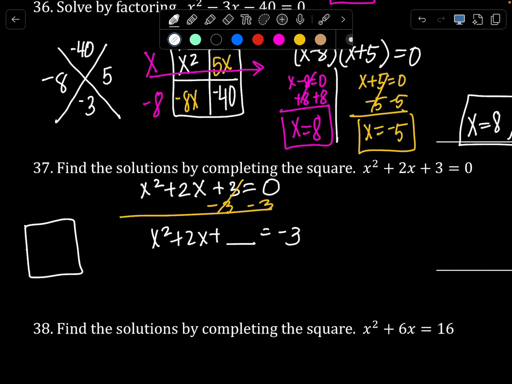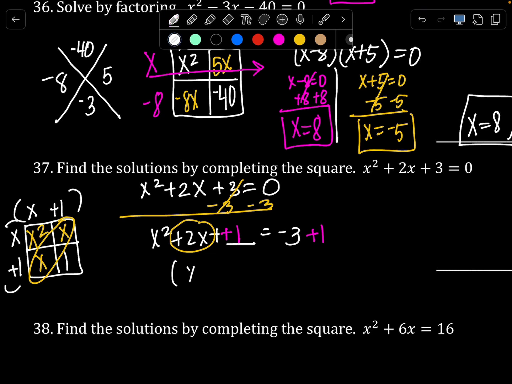I said that's fine. Since you're building a square, this has to be x squared, and there's an x and an x. So you have to split up 2x in half. This is x plus 1, plus 1. Therefore, the number of ones missing is 1. You're going to add 1 to both sides. What are the factors here? The outside numbers. x plus 1 squared equals negative 2.